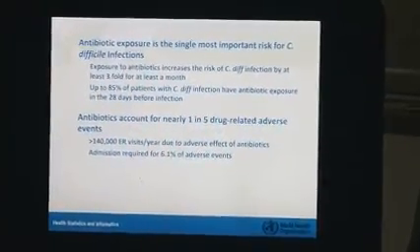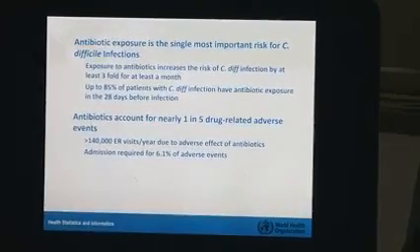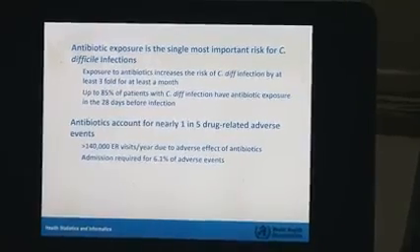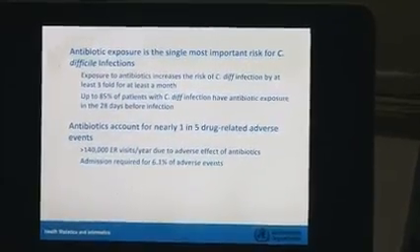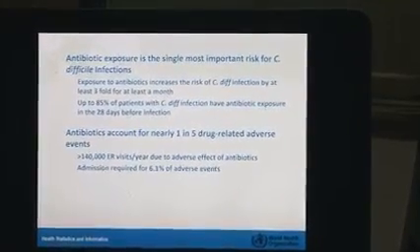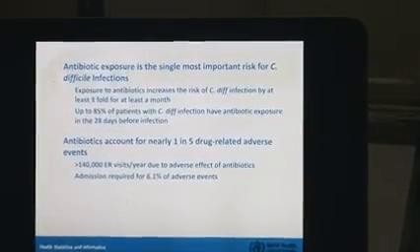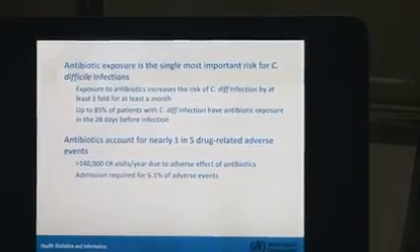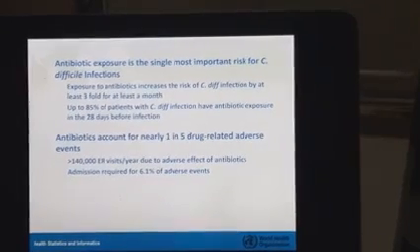Antibiotic exposure is the single most important risk for C. difficile infections. Exposure to antibiotics increases the risk of C. difficile infection by at least threefold for at least 3 months. Up to 85% of patients with C. difficile infection have antibiotic exposure in the 20 days before infection. Antibiotics account for nearly 1 in 5 drug-related adverse events.